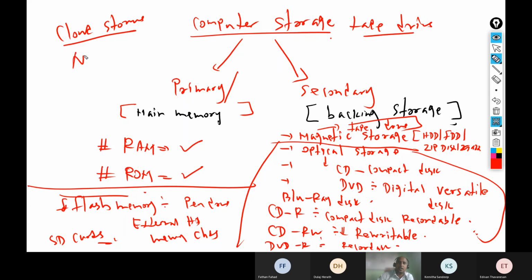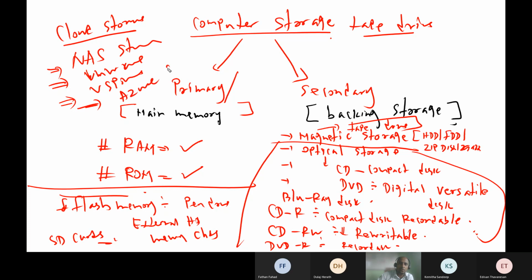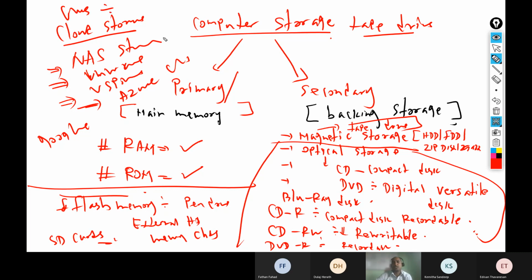Like network attached storage, NAS. We have cloud storage solutions. We have a lot of VMware vSphere. We have Azure cloud. We have Google Cloud. We have AWS, Amazon Web Services, a lot of stuff.